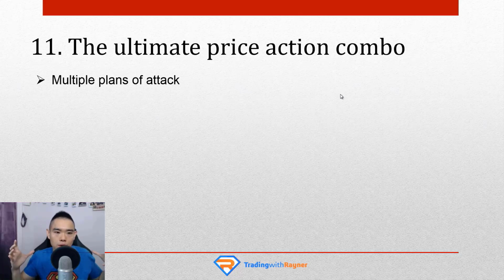So you've got to approach price action trading using multiple plans of attack. If this doesn't happen, I have plan B. If plan B doesn't happen, I have plan C. So let me give you one final example to sum up what price action trading is all about. And I call this the ultimate price action combo. If you can embrace this concept that I'm about to share with you, you are going to be an ultimate price action trader. Sounds good?